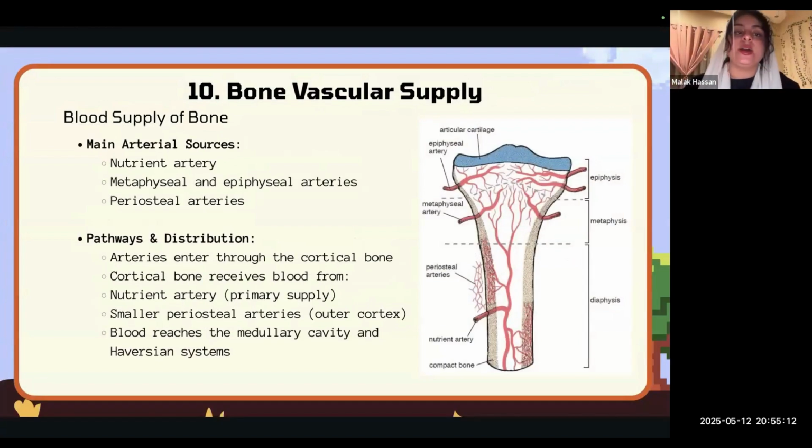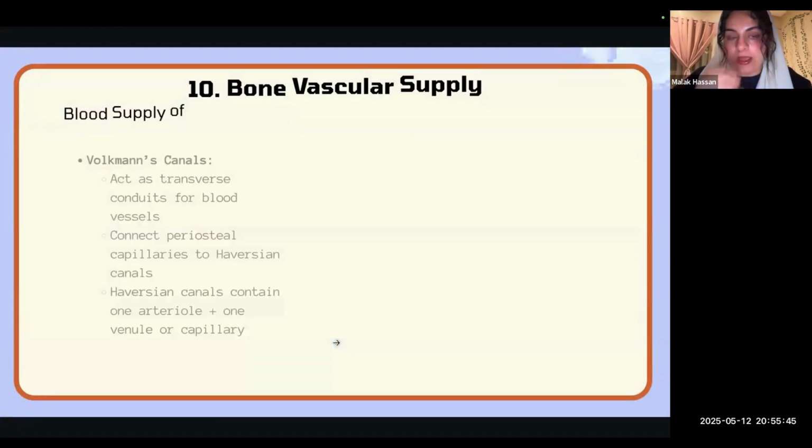Now let's talk about the bone blood supply. What are the main arteries? You have the nutrient artery, which is this one, you have the metaphyseal and epiphyseal arteries, and the periosteal arteries. And they enter through the cortical bone, and cortical bone will receive blood supply from the nutrient artery and the smaller periosteal branches, and the blood will reach the medullary cavity and the haversian systems.